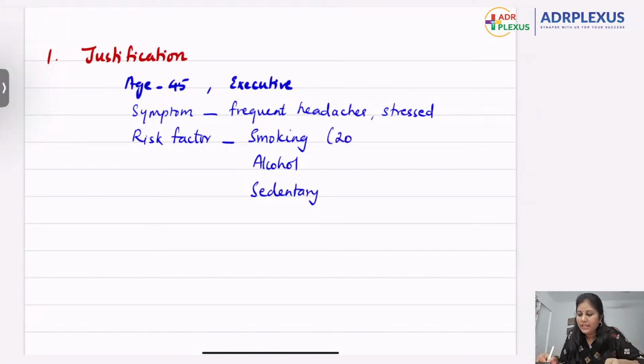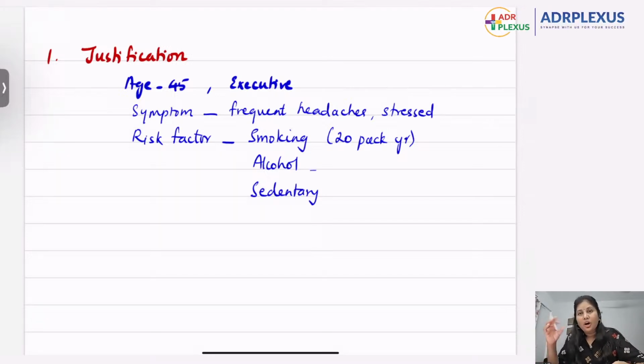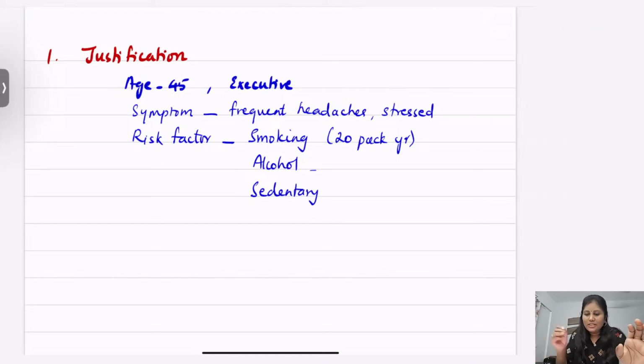Here, for smoking, he has 20 pack years. What do you mean by pack years? If a person smokes one pack every day for 1 year, he is said to have one pack year. So 20 pack years means he has been smoking one pack every day for almost 20 years. Alcohol consumption is daily, though they have not mentioned the quantity, but daily consumption makes him an alcoholic. A sedentary lifestyle is a very important risk factor. Sitting for 6 hours without taking a break is equal to smoking 3 cigarettes per day. That is the latest finding, that risky is a sedentary lifestyle. So this is the justification.